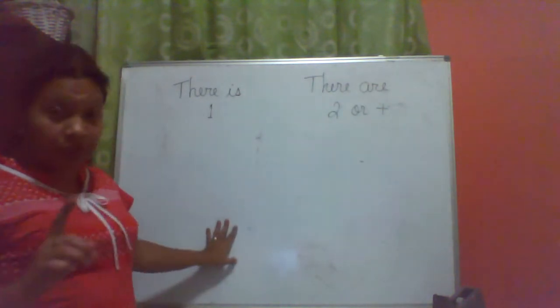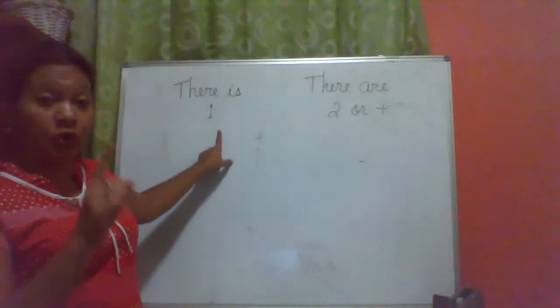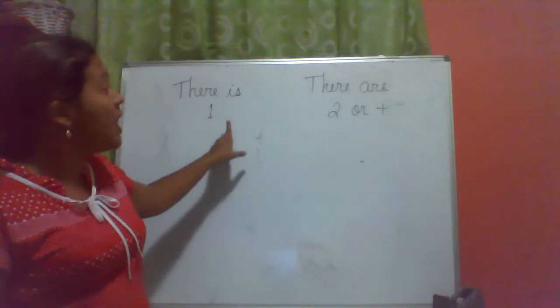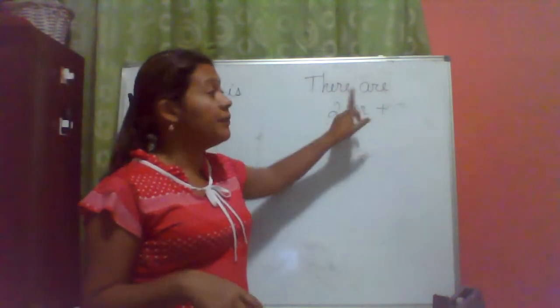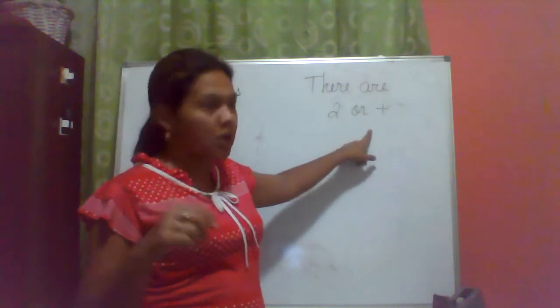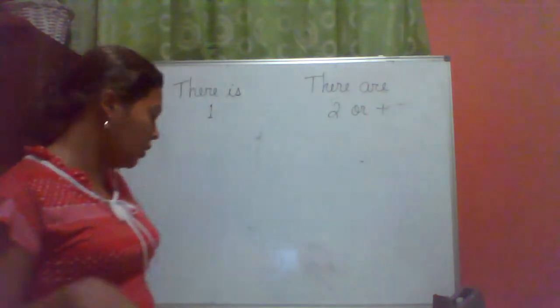And I'm going to tell you how to write sentences using there is and there are. Okay? First of all, remember that we use there is for one object, only for one object. And we use there are for two or more objects. Two, three, four, five, more than two objects, okay?